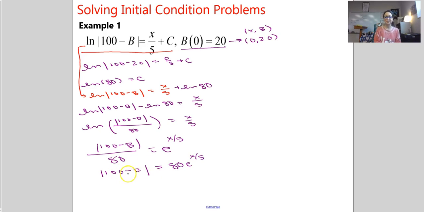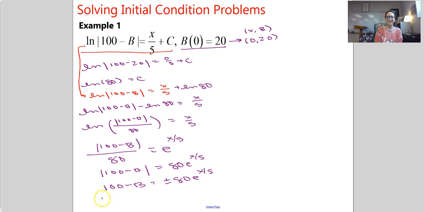Now I need to get rid of the absolute value, so I can drop the absolute value on the left if I add what on the right? If I add a plus or minus. This is true anytime you want to drop an absolute value. Even if you have absolute value on both sides, you can't just drop them on both sides. You only get to drop them on one side if you add a plus or minus on the other side.